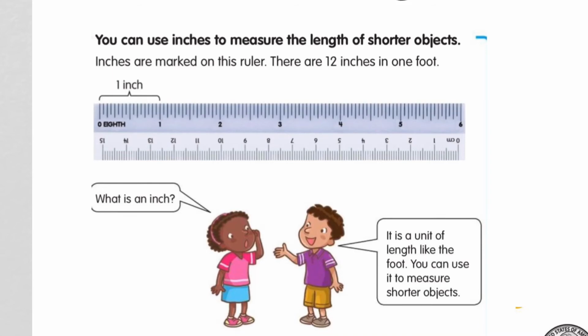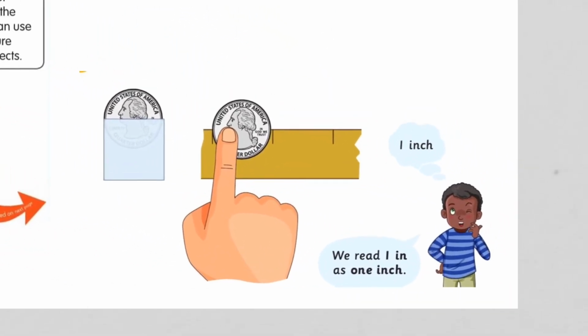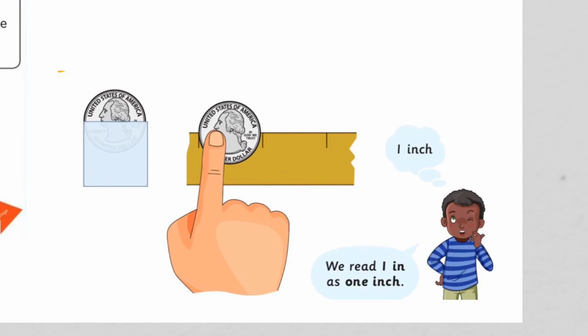Now, we're all home, and not all homes have rulers. Some might have yardsticks, some might have tape measures, but not everybody has a ruler. If you don't have a ruler, I want you to think about a quarter. Did you know that a quarter measures 1 inch across? A quarter is exactly 1 inch. So you can use a quarter to help you figure out the length of objects. Good to know.